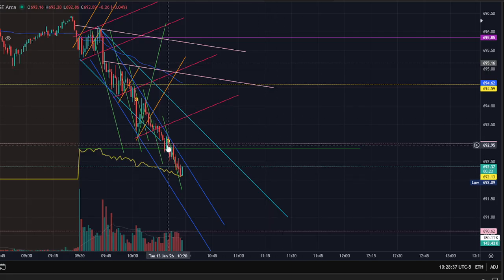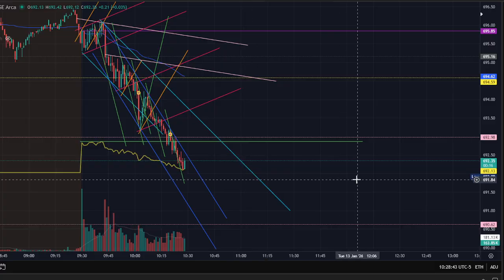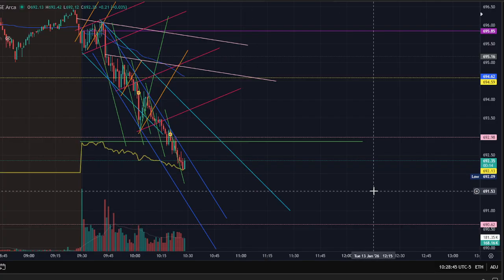This fill here, right? As soon as I saw, basically 30 seconds in, 10:20, I knew it wasn't headed up at the blue resistance. I can take the trade, right? Simple as that.